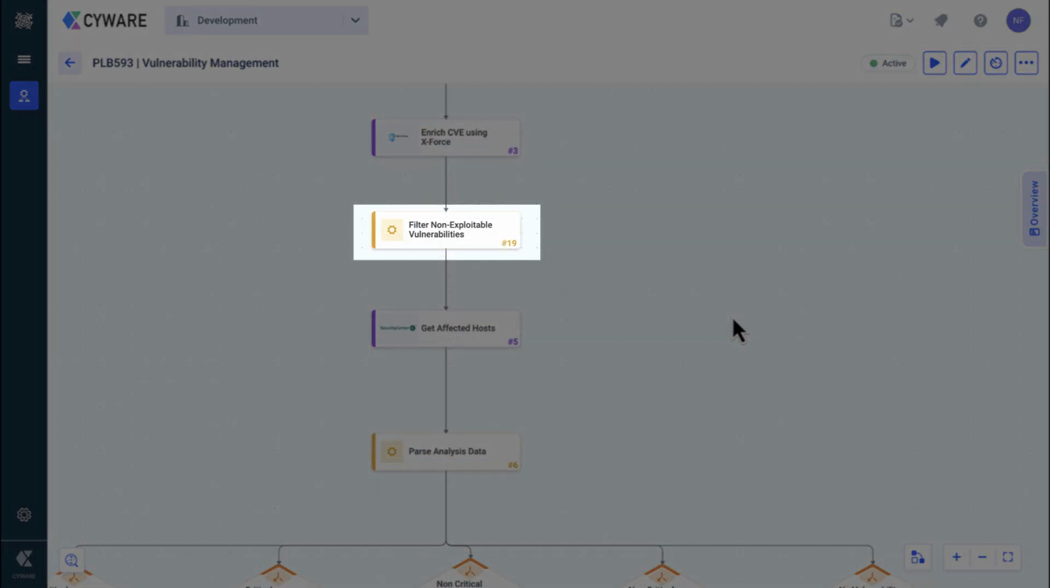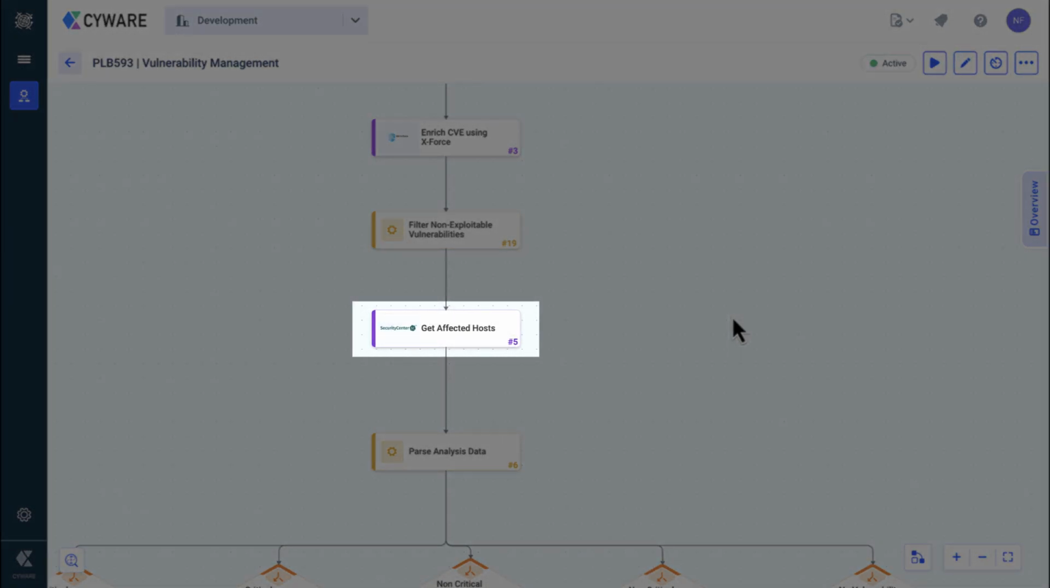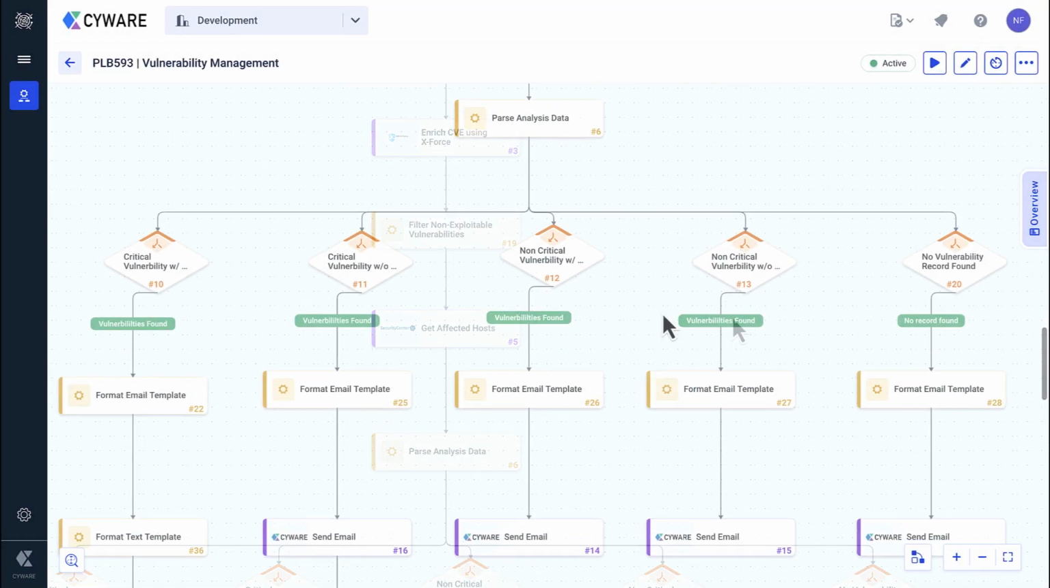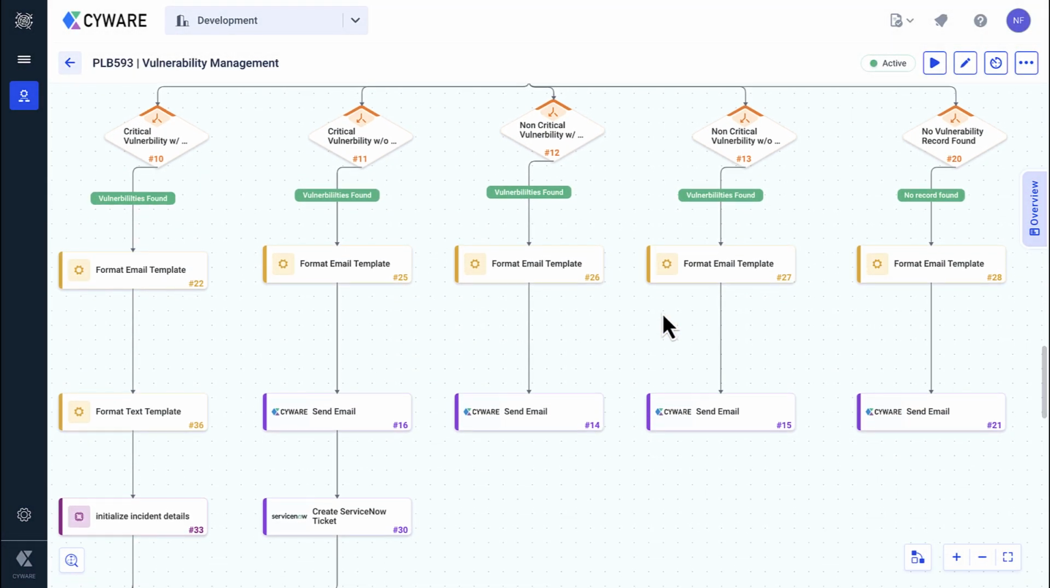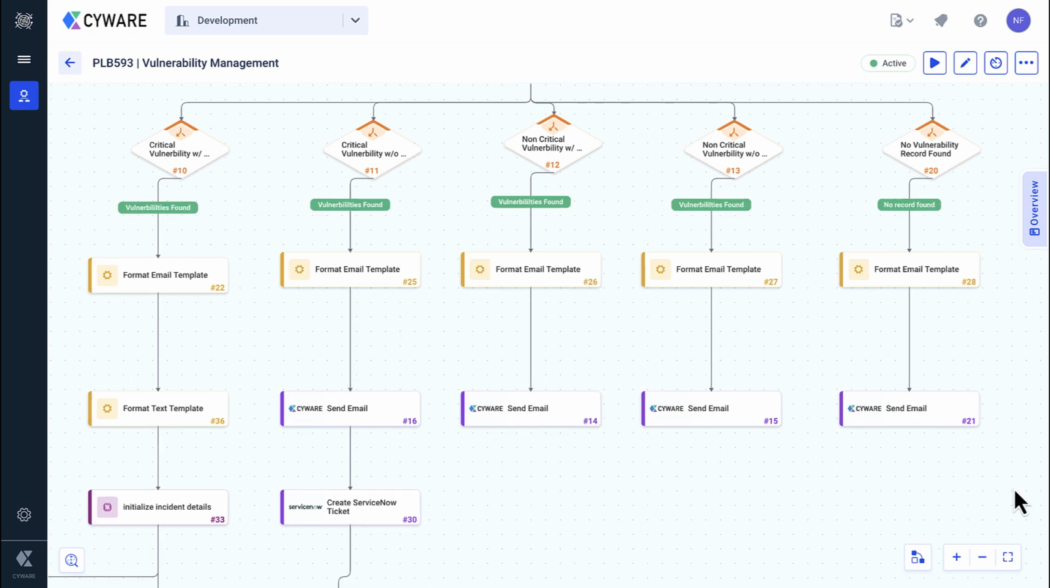The Vulnerability Management Playbook then filters out non-exploitable vulnerabilities and retains the exploitable vulnerabilities for processing the next steps. The playbook retrieves the list of vulnerabilities and associated assets from Security Center. You can also configure a preferred EDR integration. The playbook correlates the asset information received from the EDR integration with exploitable vulnerabilities to establish the following findings.